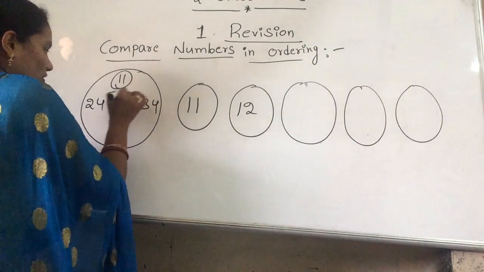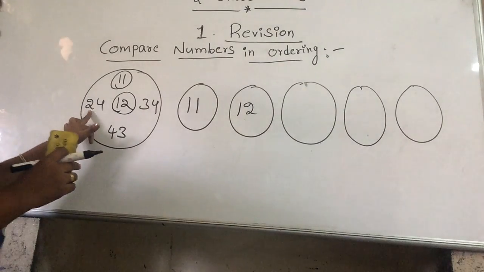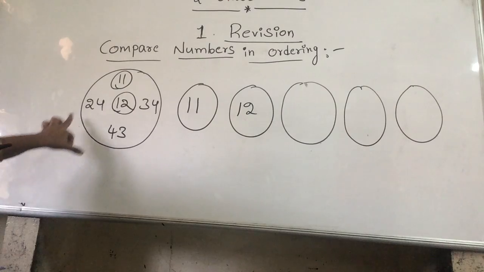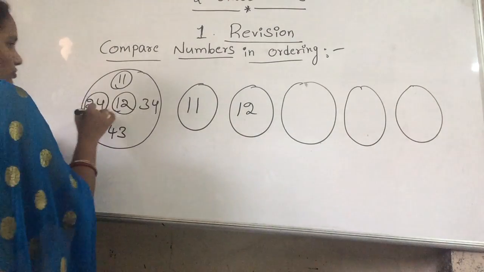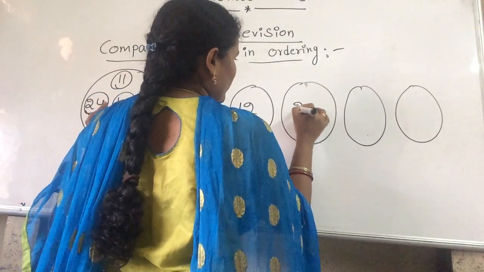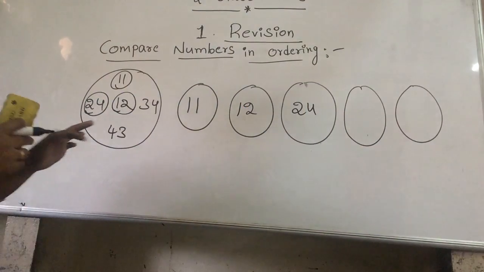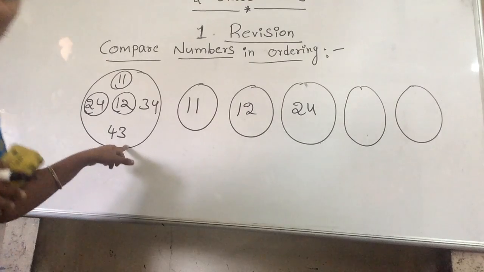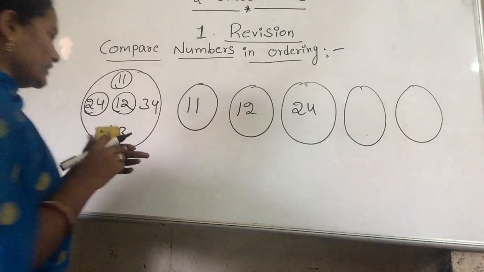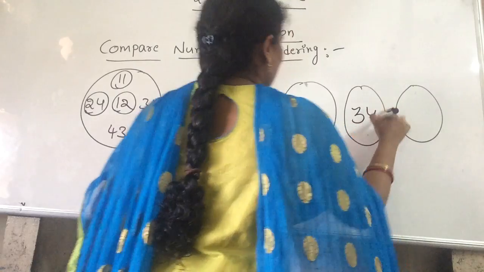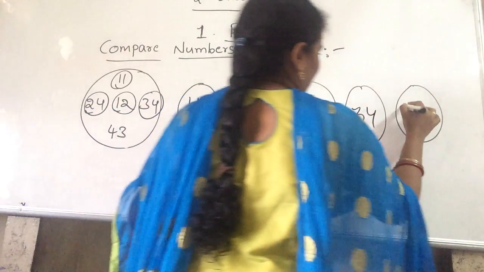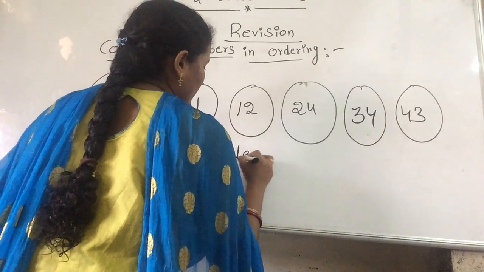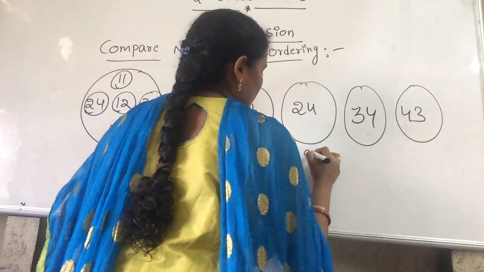Now 12 is over. Next 3 numbers are there, that are 24, 34 and 43. Which one is the smallest one? 24. You should write in the next circle 24. Okay. Now compare these 2 numbers, 34 and 43. Which one is the smallest one? 34. Now last number is what? 43. This is ordering numbers from smallest number to greatest number.